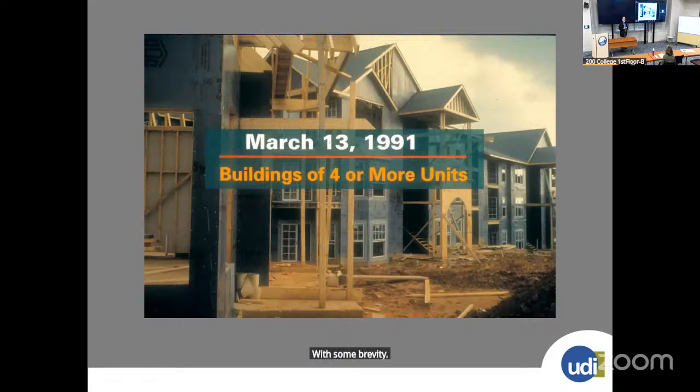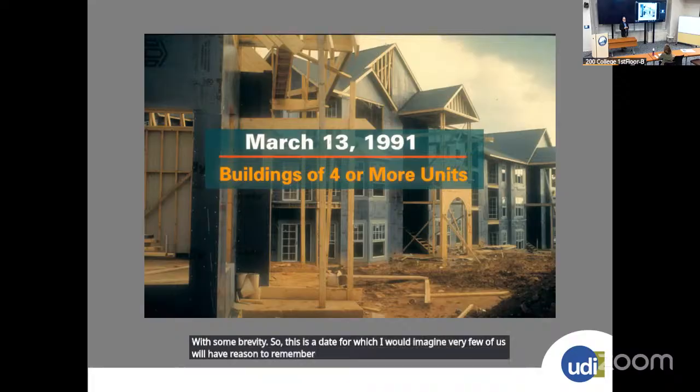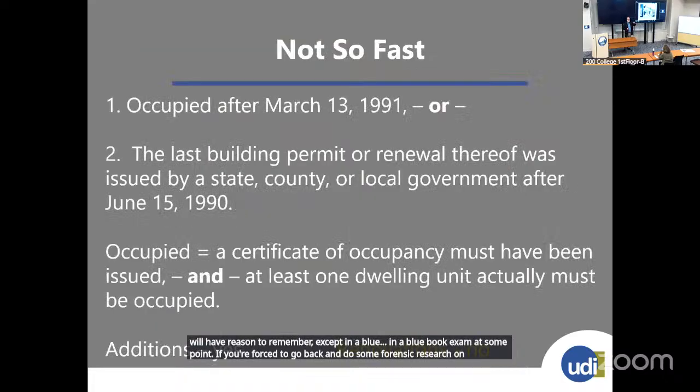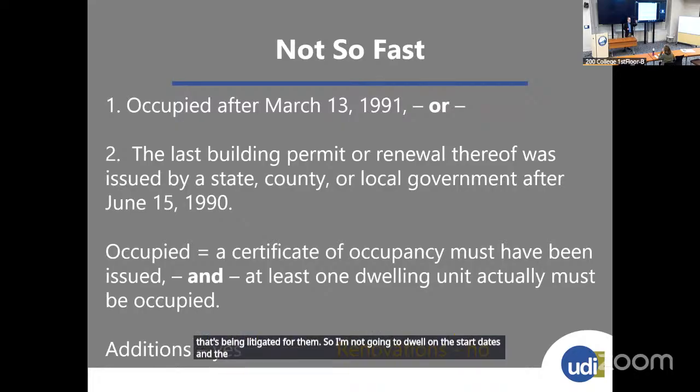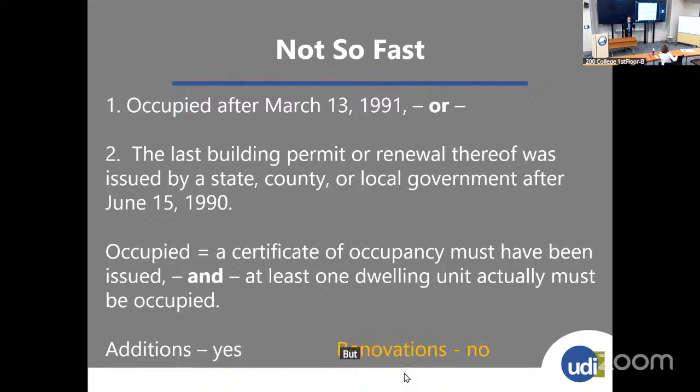So this is a date for which I would imagine very few of us will have reason to remember, except in a blue book exam at some point, or if you're forced to go back and do some forensic research on an old project that's being litigated for time. So I'm not going to dwell on the start dates and the permitting and the occupancy and so on. The important thing from this slide is really to understand that the Fair Housing Act requirements apply only to new construction, not to any kind of renovation. But they do apply to additions, newly constructed additions onto existing projects. So keep that in mind.